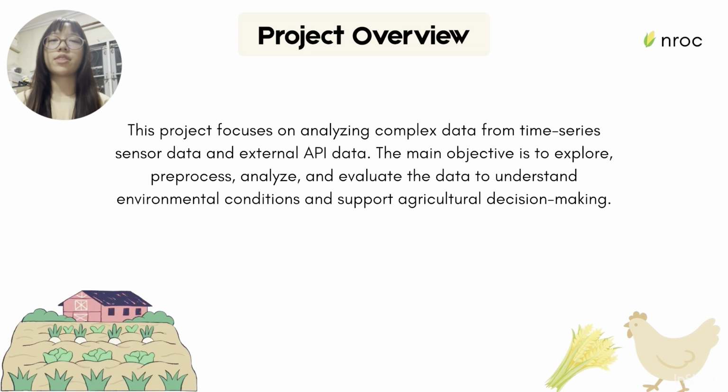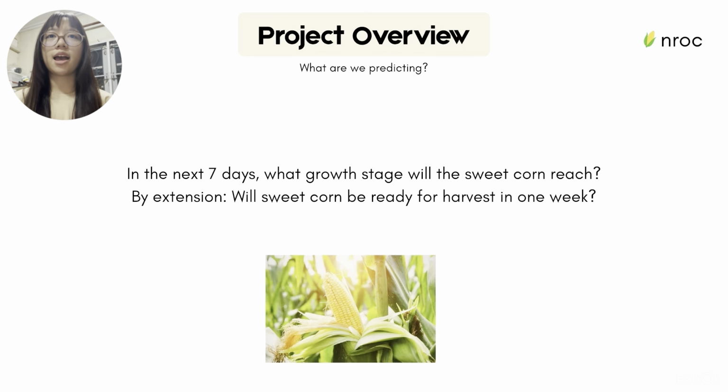Our project works with two types of data: time series sensor data collected from the field, and external API data from the weather forecast service. The objective is to explore, pre-process, analyze, and evaluate this data to understand environmental conditions and support smarter agricultural decision making. So what exactly are we predicting?